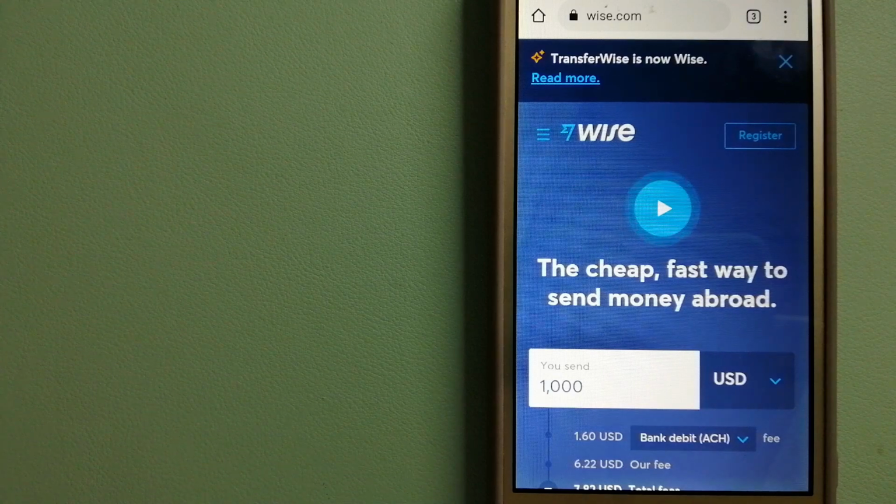Today, we are going to talk about transferring money from Sweden to Hong Kong. We are going to talk about three ways to send money if you are in Sweden and you want to send money to Hong Kong.